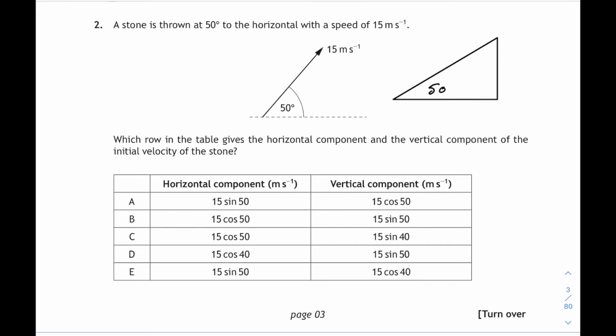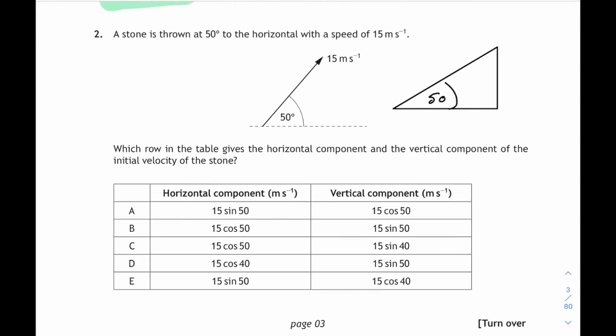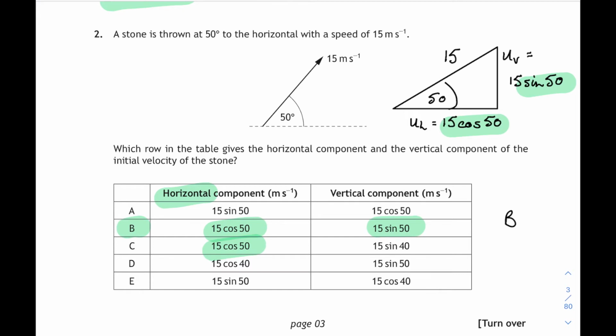So we're going to draw a right angle triangle, put in our angle of 50 degrees and our hypotenuse of 15. And our components, remember the horizontal component is the adjacent side of the triangle, so cos for a cross, that'll be 15 cos 50, and sine for the opposite side of the triangle, so 15 sine 50 for the vertical component. How does that match up with the table? Well, horizontal is cos. We've got 2 to choose from there, so it could be B or C, but 15 sine 50 for the vertical, which means the answer is B, 2B.